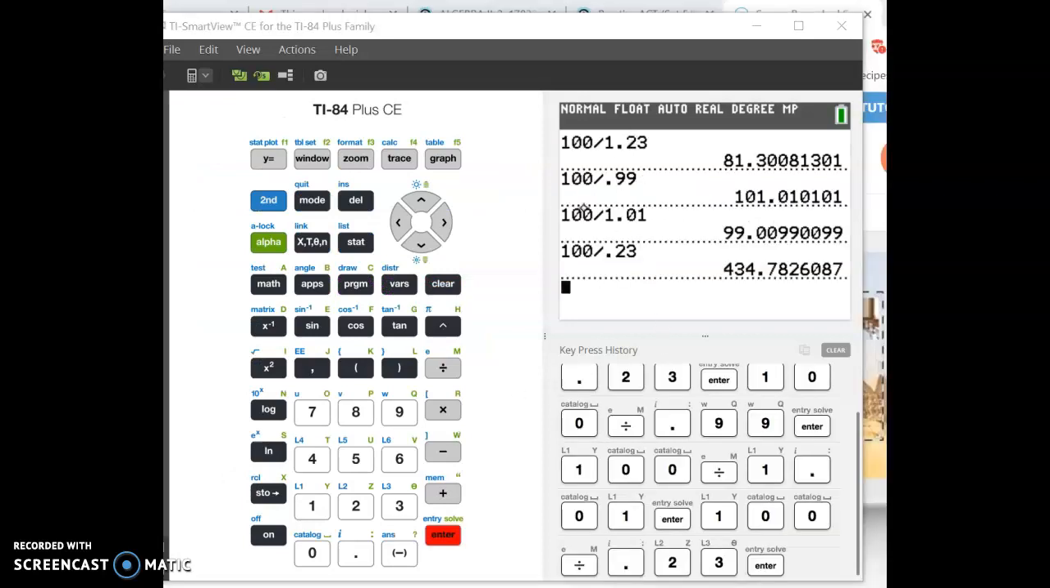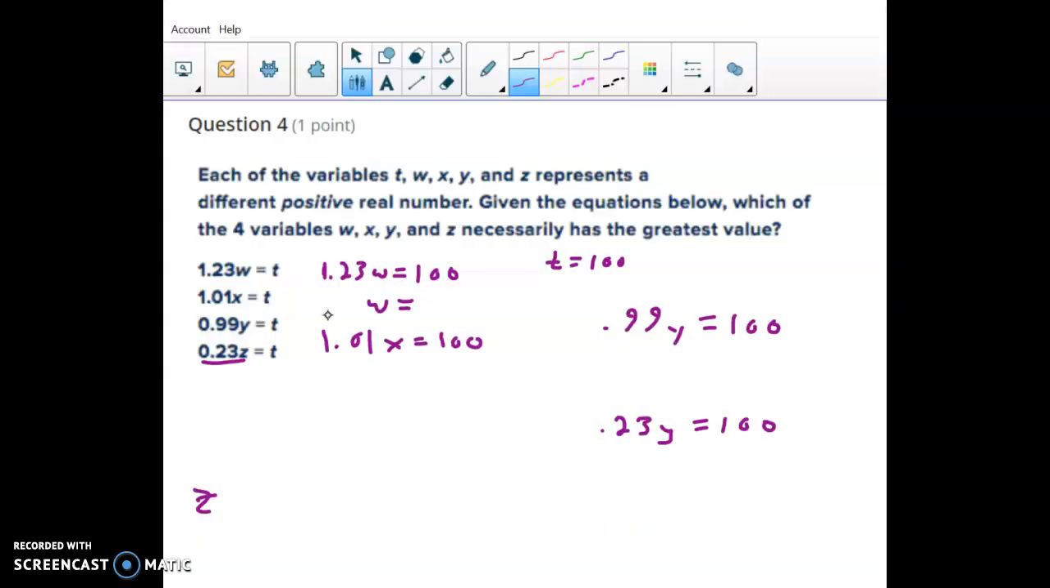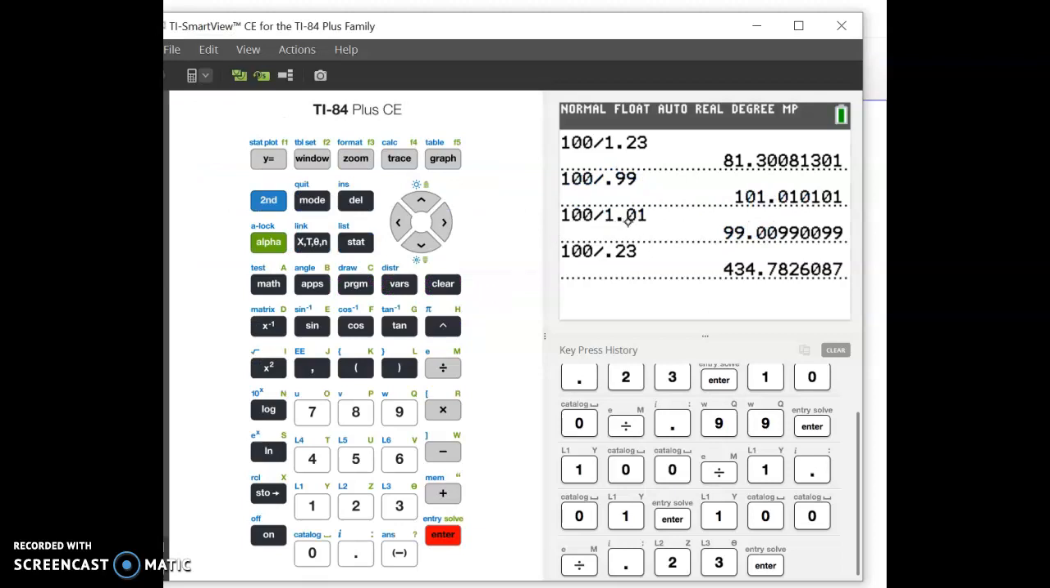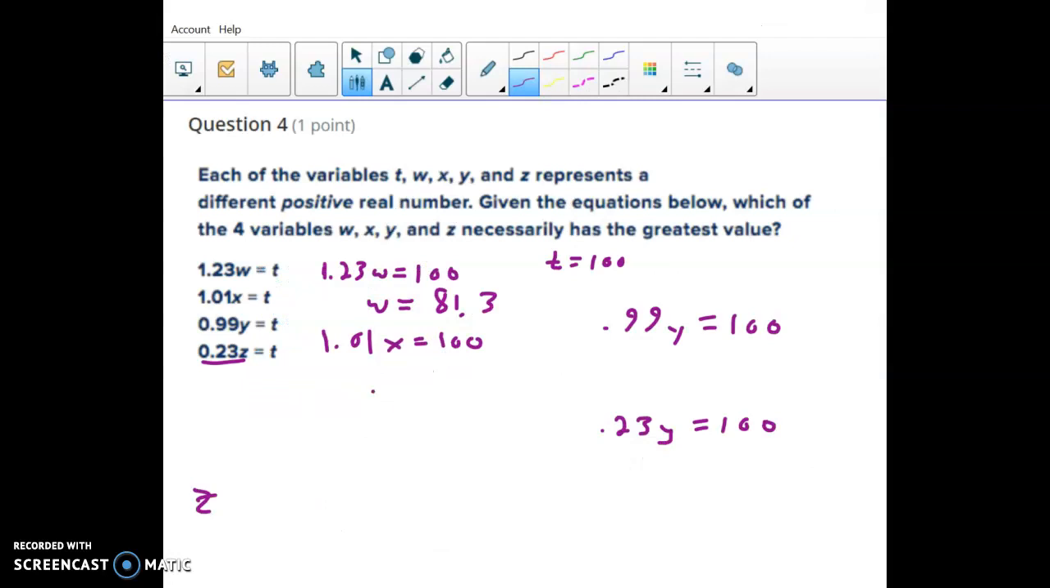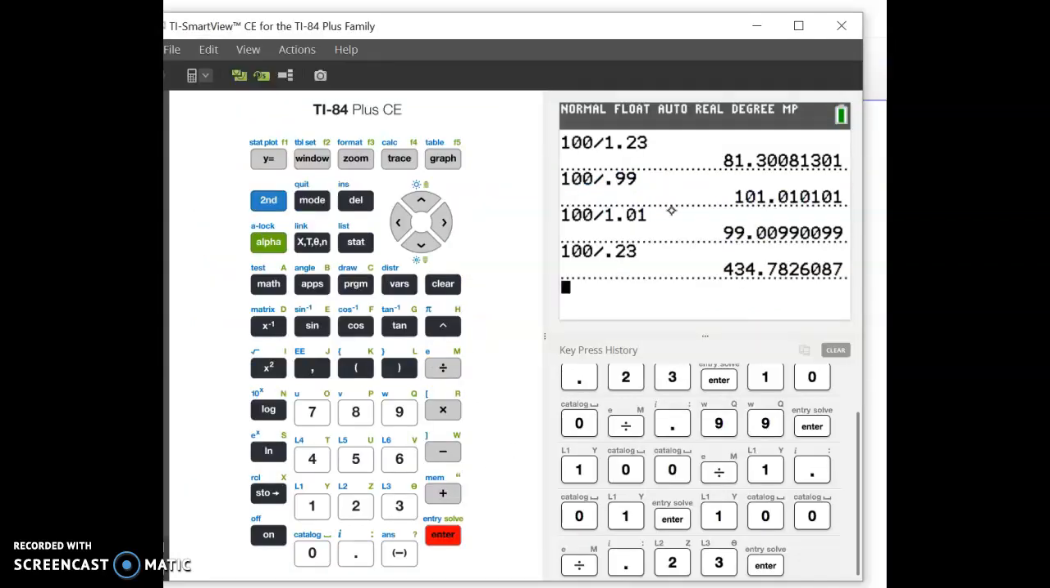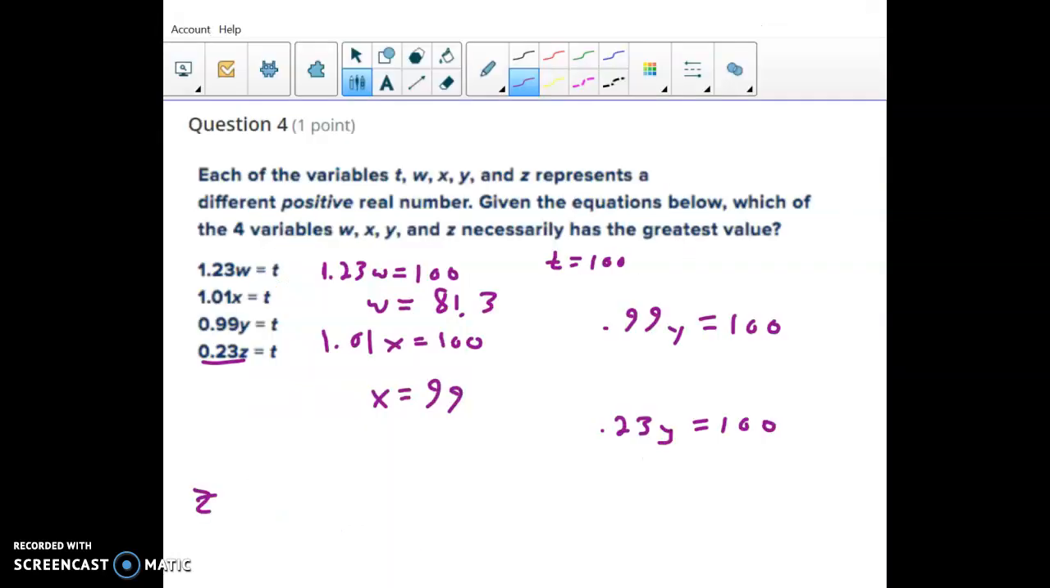All right, so you can see it just divided 100 by a bunch of those different numbers, and those get you the value for the other variables. So I'm just going to copy them back to the other page here. The first one, 81.3, that looks like that's W. So this is 81.3. And then X is this one when I divide it here, so it's about 99. So X is 99. So far, that's the biggest. But as we keep going, we divide by 0.99 here. So Y is going to be 101.